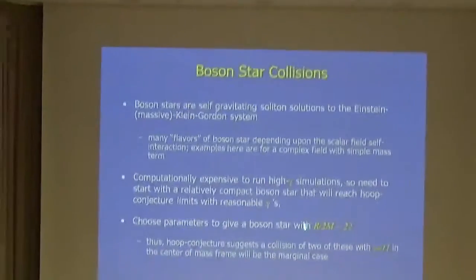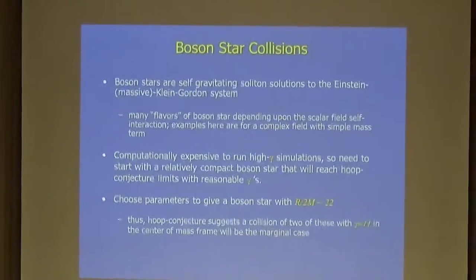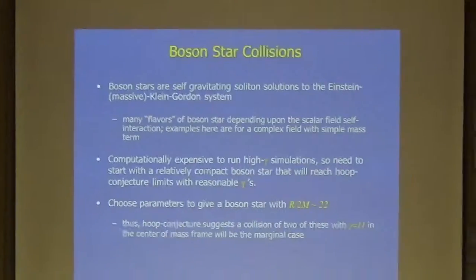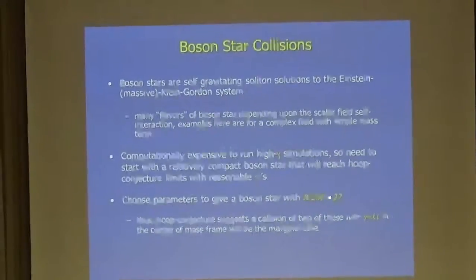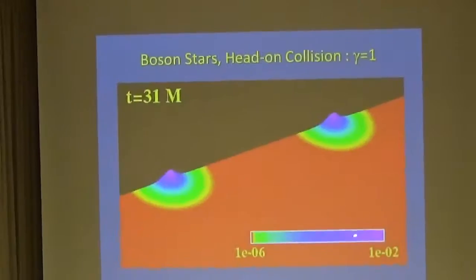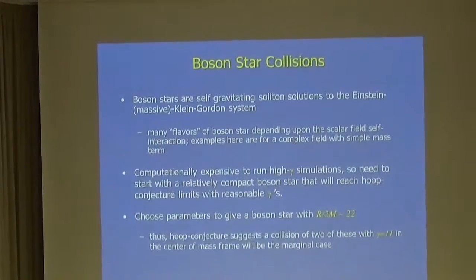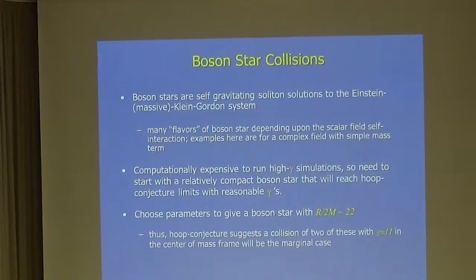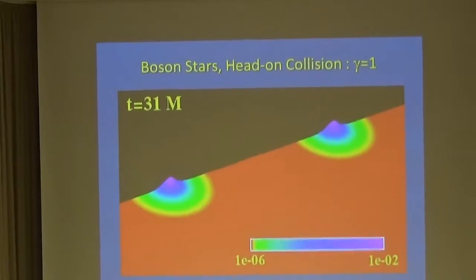So we actually started with very compact boson stars. These are almost neutron star density objects. But to be at this compactness, the Hoop conjecture bound suggested that if you went to gamma of 11, we should form a black hole. So first let me just show you the low gamma case.